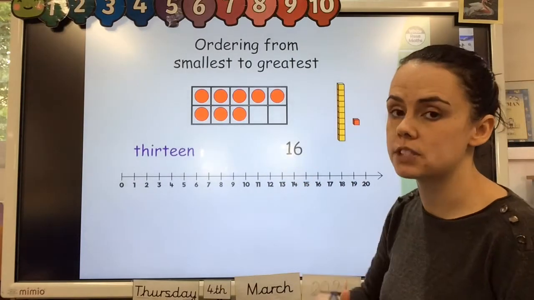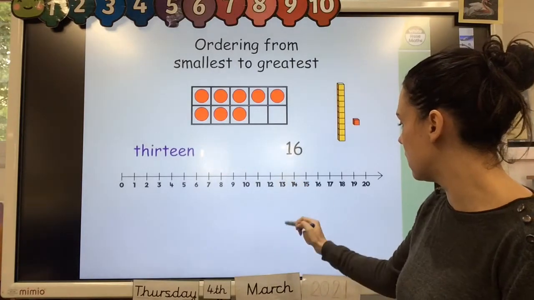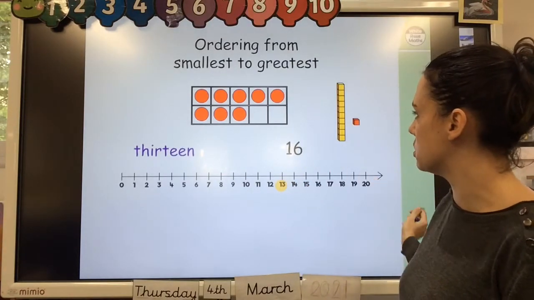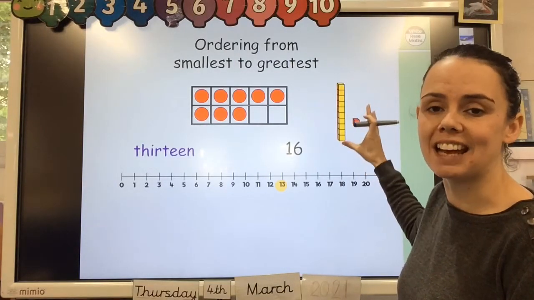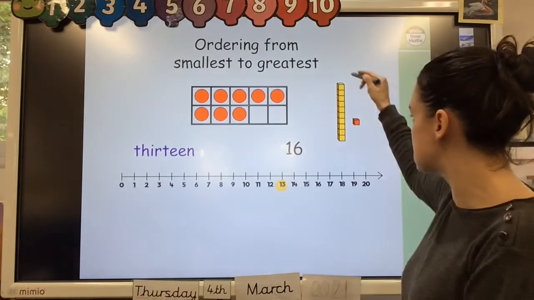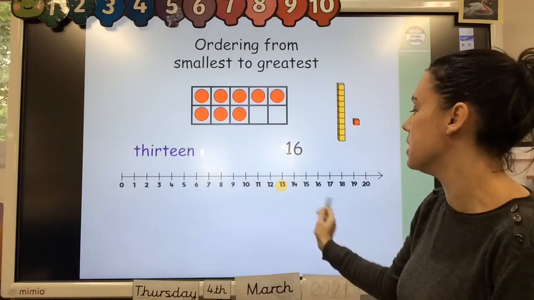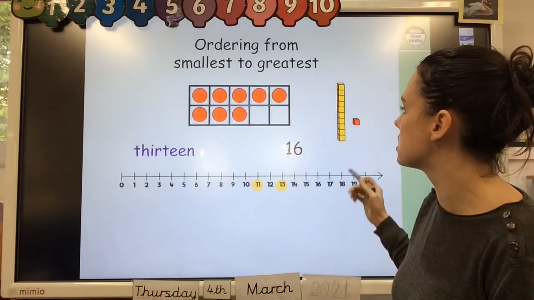So 13 is above 10, so we go to 10, 10, 11, 12, 13. Right, let's go with, what one should we do next? This one. So how many was here? 11. So 11, what do we know about 11? It's got a 10, so it's above 10. So 10, oh, easy, 11. 11 is here.